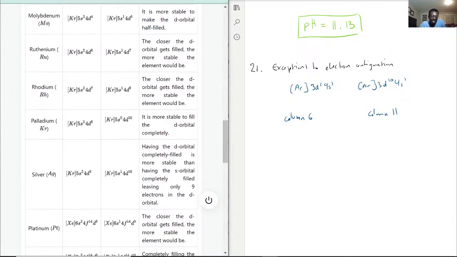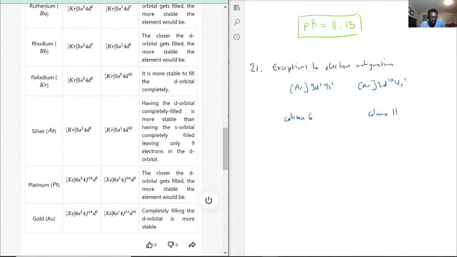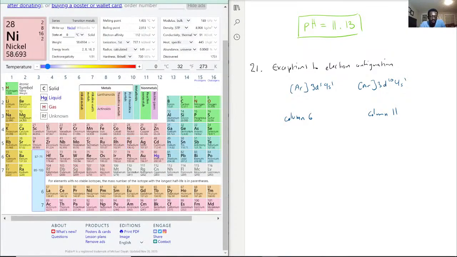So this one I'm having a bit of an issue agreeing with or not. They are called exceptions for a reason. Silver, exactly, that one makes sense as we discussed because it only needs to fill in one more. Platinum, the F14 part doesn't really matter, but that one doesn't make sense. Why would they not just do 2 like the other one? Gold, yeah, that one makes sense because it only needs one more.